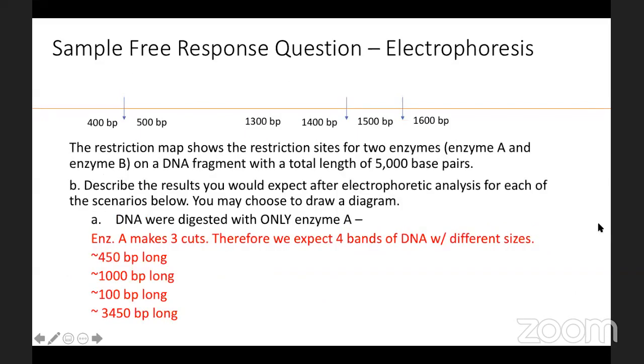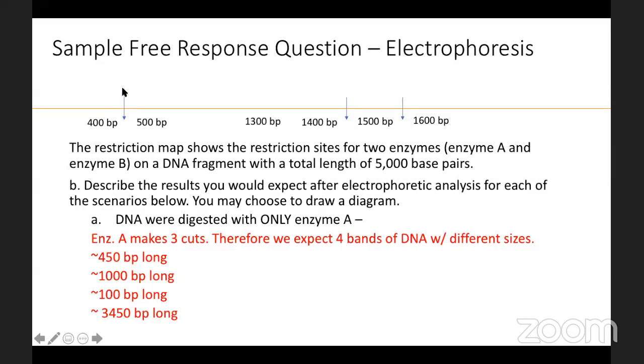Okay, so that was the easy part. And then B is sort of asking us to interpret what the data would look like. So what I did and what I would do is draw myself a diagram. You'll notice I moved the arrows down so that I can visualize these chunks of DNA that are going to result, right? So they ask you first to predict what the results will be when you digest the DNA with only enzyme A. So basically what that is telling us to do is figure out how big the bands are going to be.